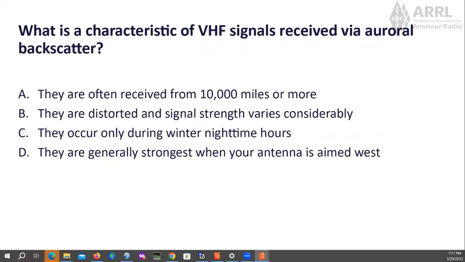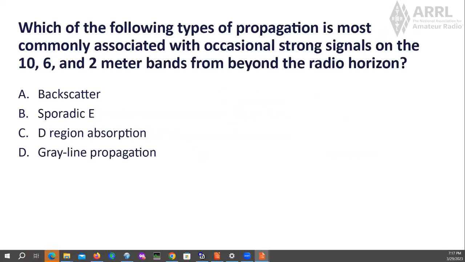What is the characteristic of VHF signals received by aural backscatter? B, they are distorted and signal strength varies considerably. Which of the following types of propagation is most commonly associated with occasional strong signals on the 6, 10, and 2 meter bands from beyond the radio horizon? And that would be B, sporadic E.